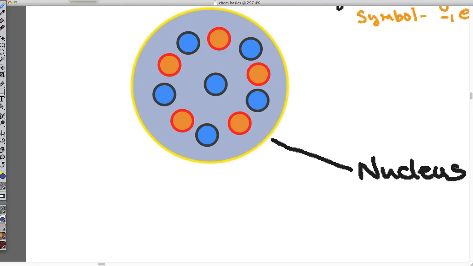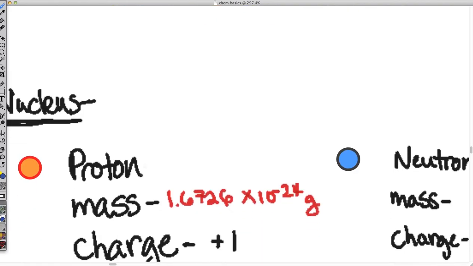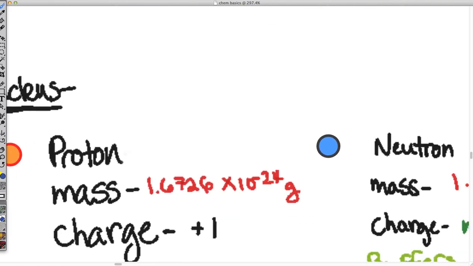So what are we going to discuss? We're going to look at an atom and break it down into the subatomic particles. What are the three main subatomic particles? The first two we're going to discuss are found in the nucleus, and they are your protons and your neutrons. And their mass is as follows.